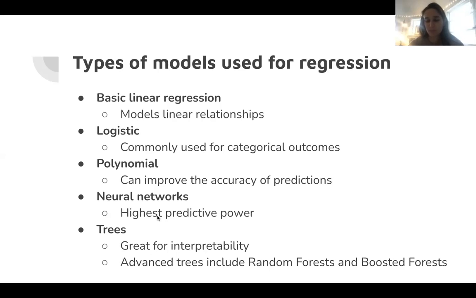Polynomial models are good for improving the accuracy of predictions by gaining flexibility when you add certain terms like quadratic variables or interaction terms, as Hannah was talking about before. And the last two are a bit more advanced, but they're actually really useful when you have lots of data. The first is neural networks. This takes a lot of computational power, but it also has the highest predictive power. So often you see neural networks being used when you want a really, really accurate model. And the last one is trees, which are great for interpretability, as we'll go into an example and see why in just a moment.